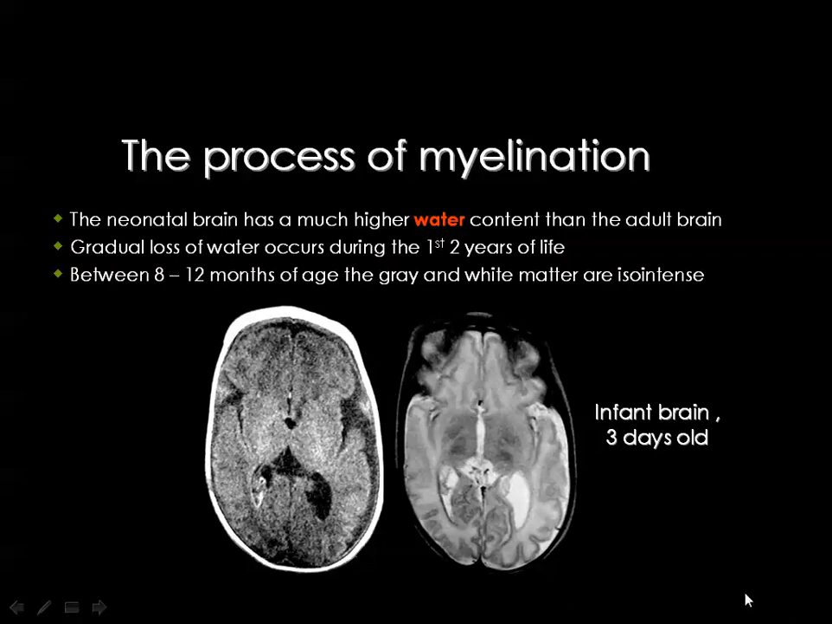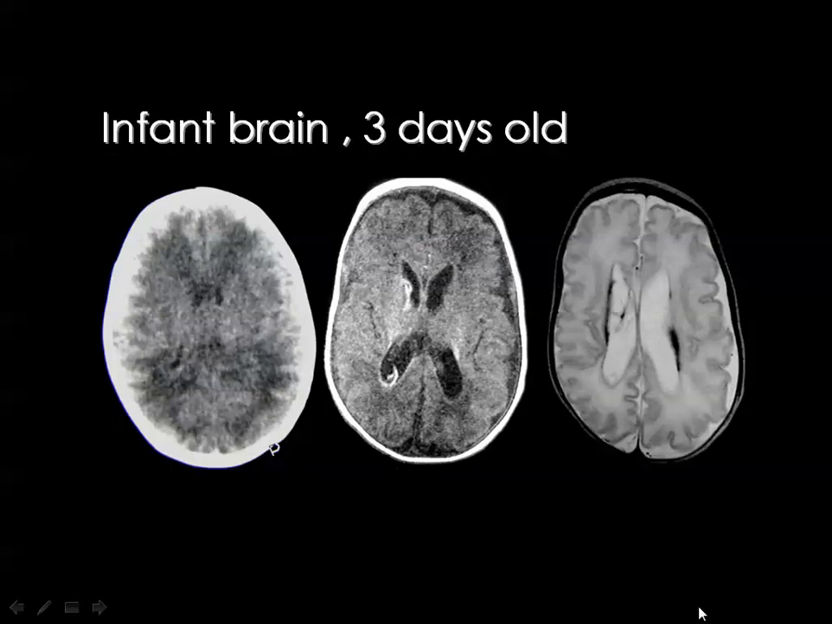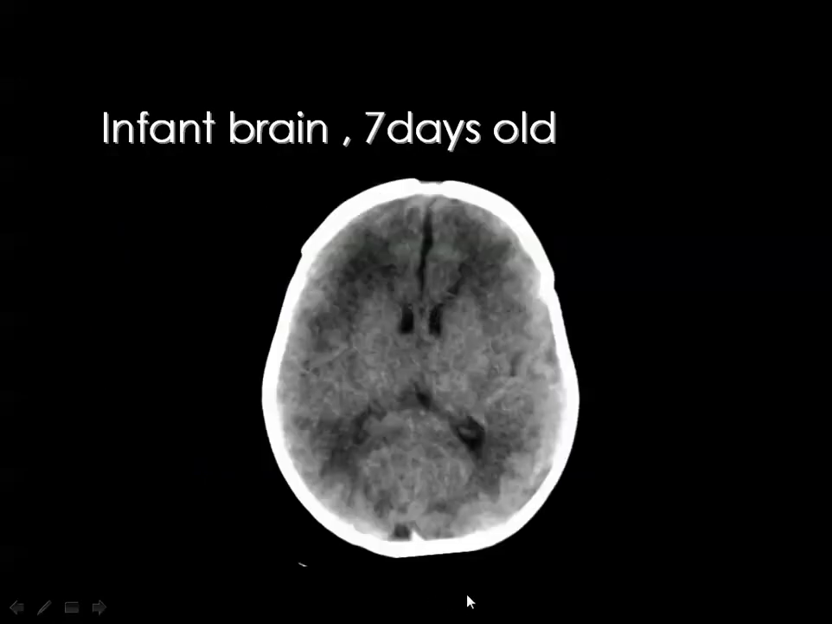But the brain of a newborn or an infant will be loaded by water, and the white matter will be black in the T1 and bright in the T2 weighted images. And this is the normal appearance of an infant brain 3 years old. The white matter is full of water. Water is black in the CT and also black in the MRI T1 weighted image, but will appear bright in MRI T2 weighted images.